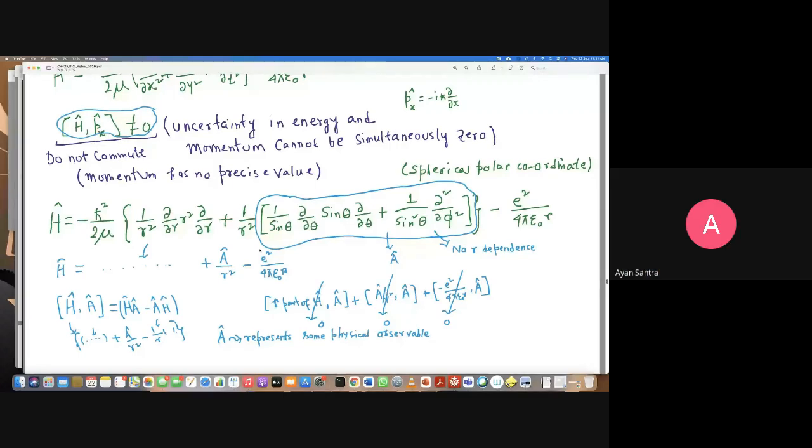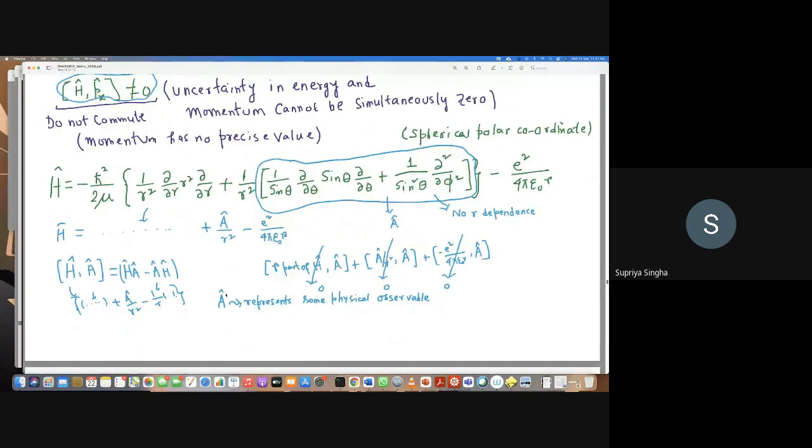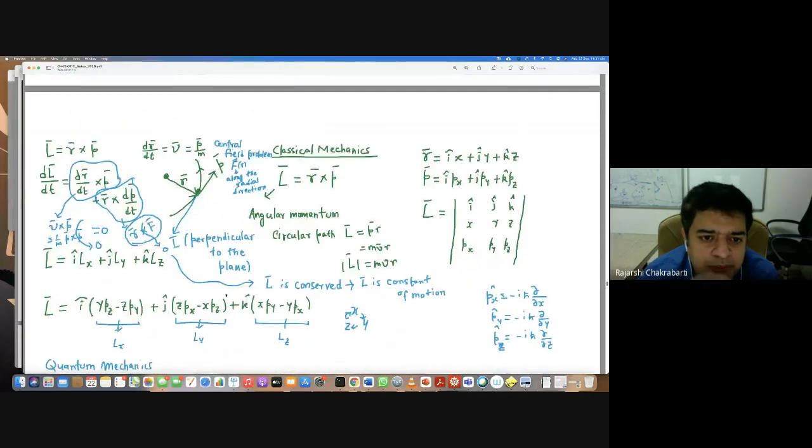What is that operator? Total angular momentum. Yes, total angular momentum. We'll see that later. The L square operator, yeah. So now we go back to a little bit of classical mechanics.